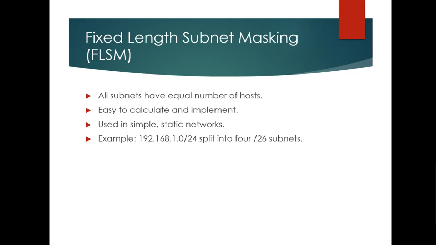Example: 192.168.1.0/24 split into 4 /26 subnets. This is your CIDR notation, and the subnets will be /26. Now the other methods we will learn in the next slides.